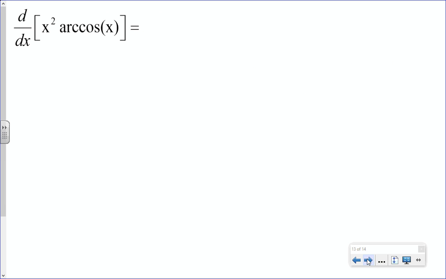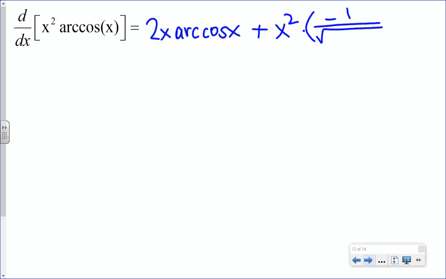The derivative of x squared times arc cosine of x. Took the words right out of my mouth. We have a product, so we have to do the product rule. So please help me out. Derivative of the first function times the second function plus first function times the derivative of the second. What is the derivative of arc cosine? Negative 1 over radical 1 minus x squared.